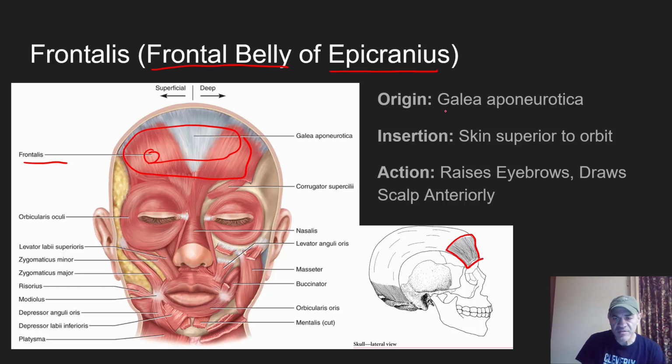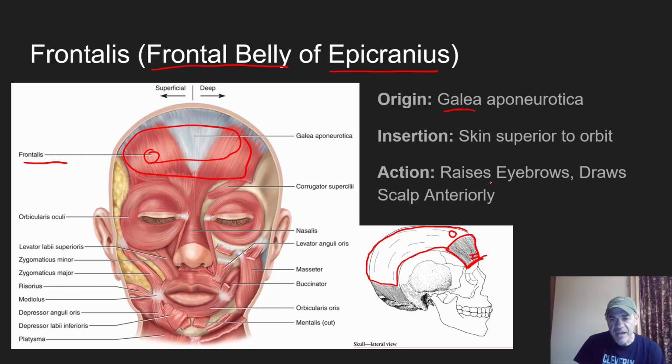And the origin is the galea, or the galea aponeurotica. And that's this sheet of connective tissue here, which is kind of like a flat tendon. And so there's the galea aponeurotica. Galea is an old word for a helmet soldiers used to wear made of leather. But the origin is the galea aponeurotica, and the insertion is the skin just above the orbit. So the skin right here, so this would be the insertion here.